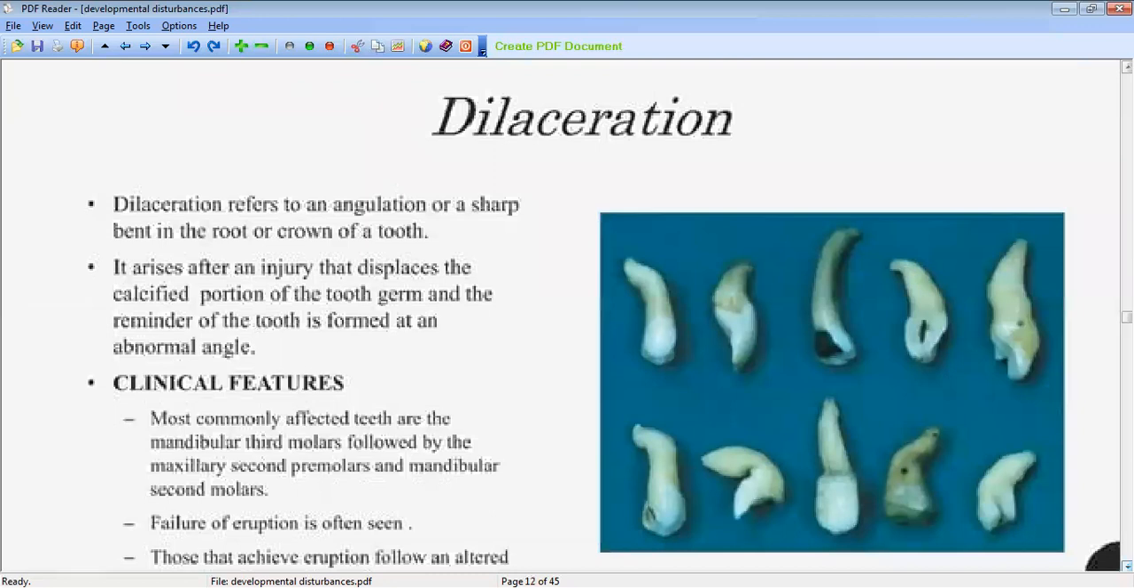And come to dilaceration. It is actually the angulation or sharp bend in the root or crown of the tooth. It arises after an injury that displaces the calcified portion of the tooth germ, and the remainder of the tooth is formed at an abnormal angle. Clinical feature: most frequently affected teeth are the mandibular third molar. That's why if we are going to extract it or do root canal treatment, there is an unexpected response. Also the maxillary second premolar and mandibular second premolar. Failure of eruption is often seen because of dilaceration. Those that achieve eruption follow an altered path.